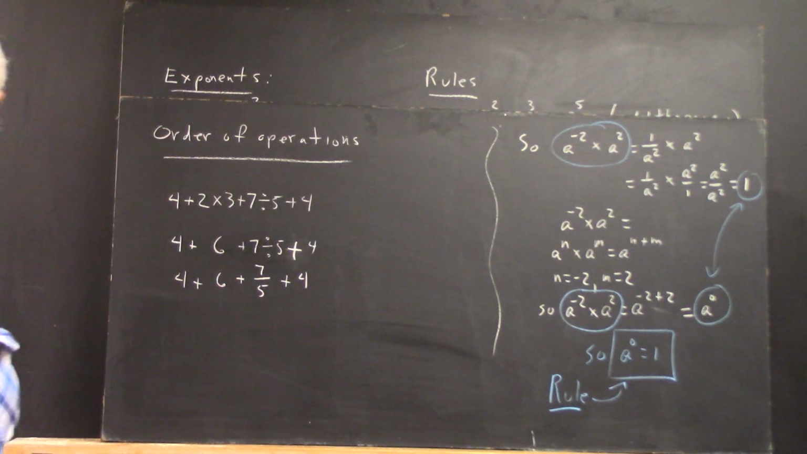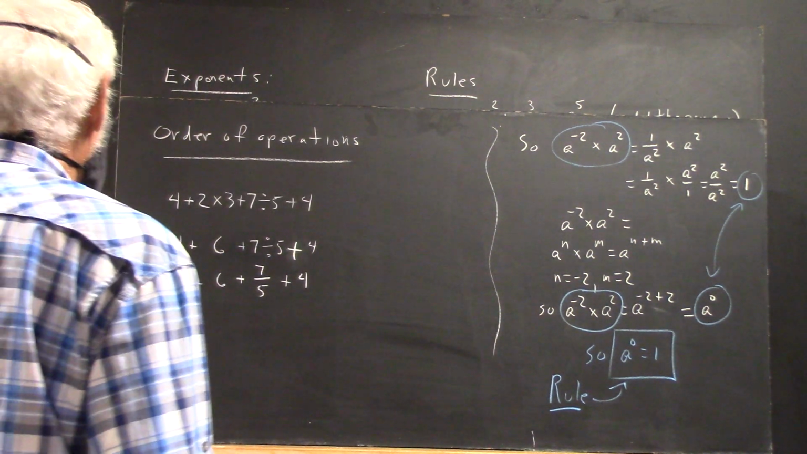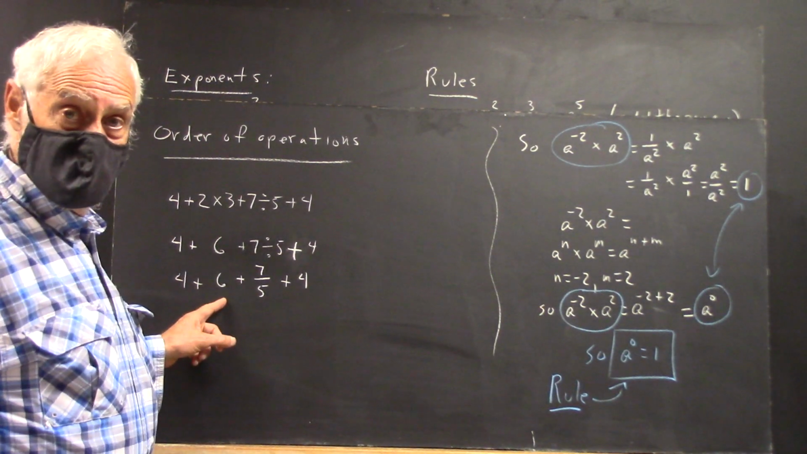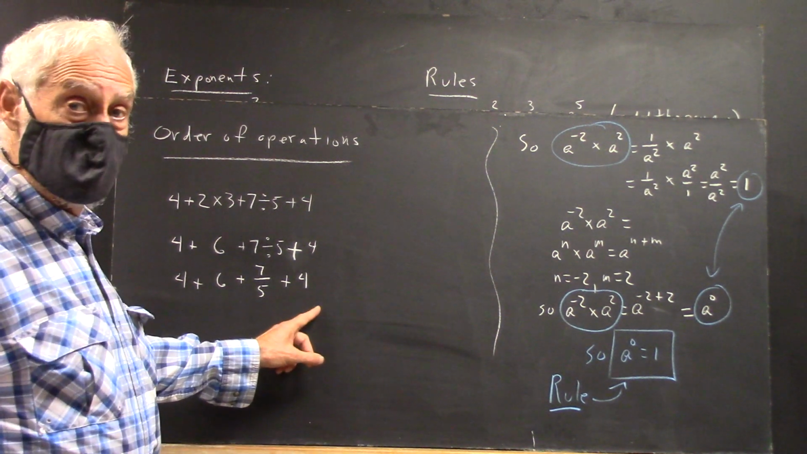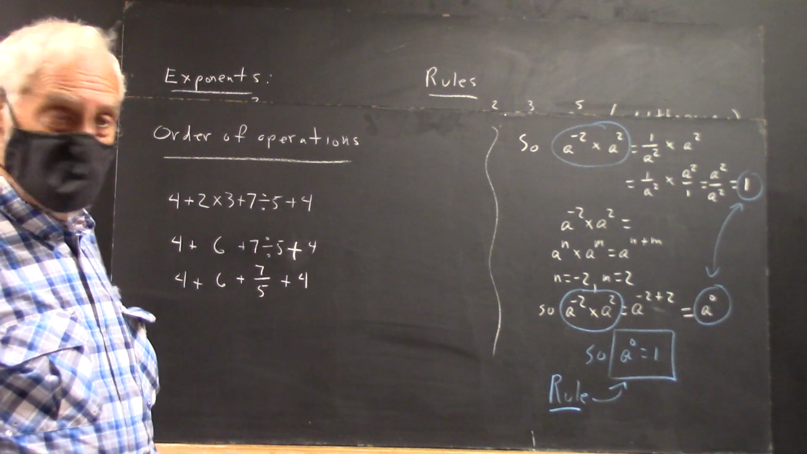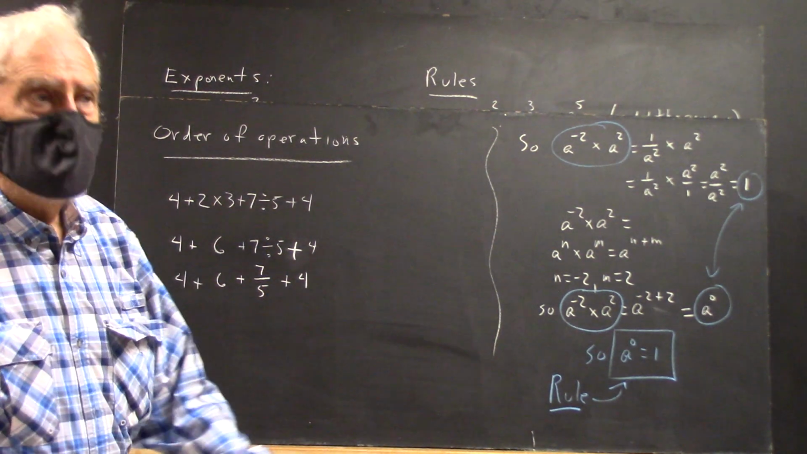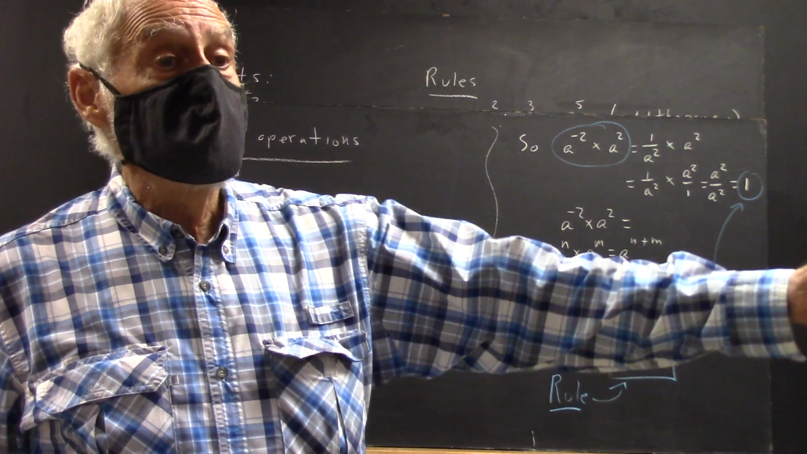Now what do you do next? You gonna do 4 plus 6 first? Could you do 7/5 plus 4 if you wanted to first? Does it matter which one you do first? No, they're all additions, so you can do them in any order. If you got all multiplications, you can do them in any order.